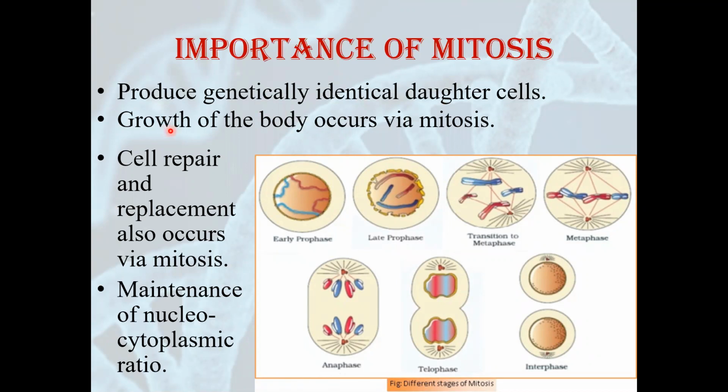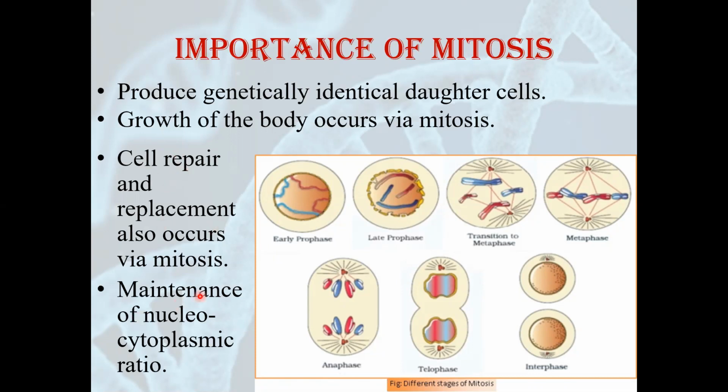Growth of the body occurs via mitosis. Mitosis is the basic cell division of somatic cell. And because of mitosis, the cell divides, and because of cell division, the growth of the body occurs. If there is any problem in some cell, if there is any damage in a cell, then cell repair and replacement also occurs via mitosis.